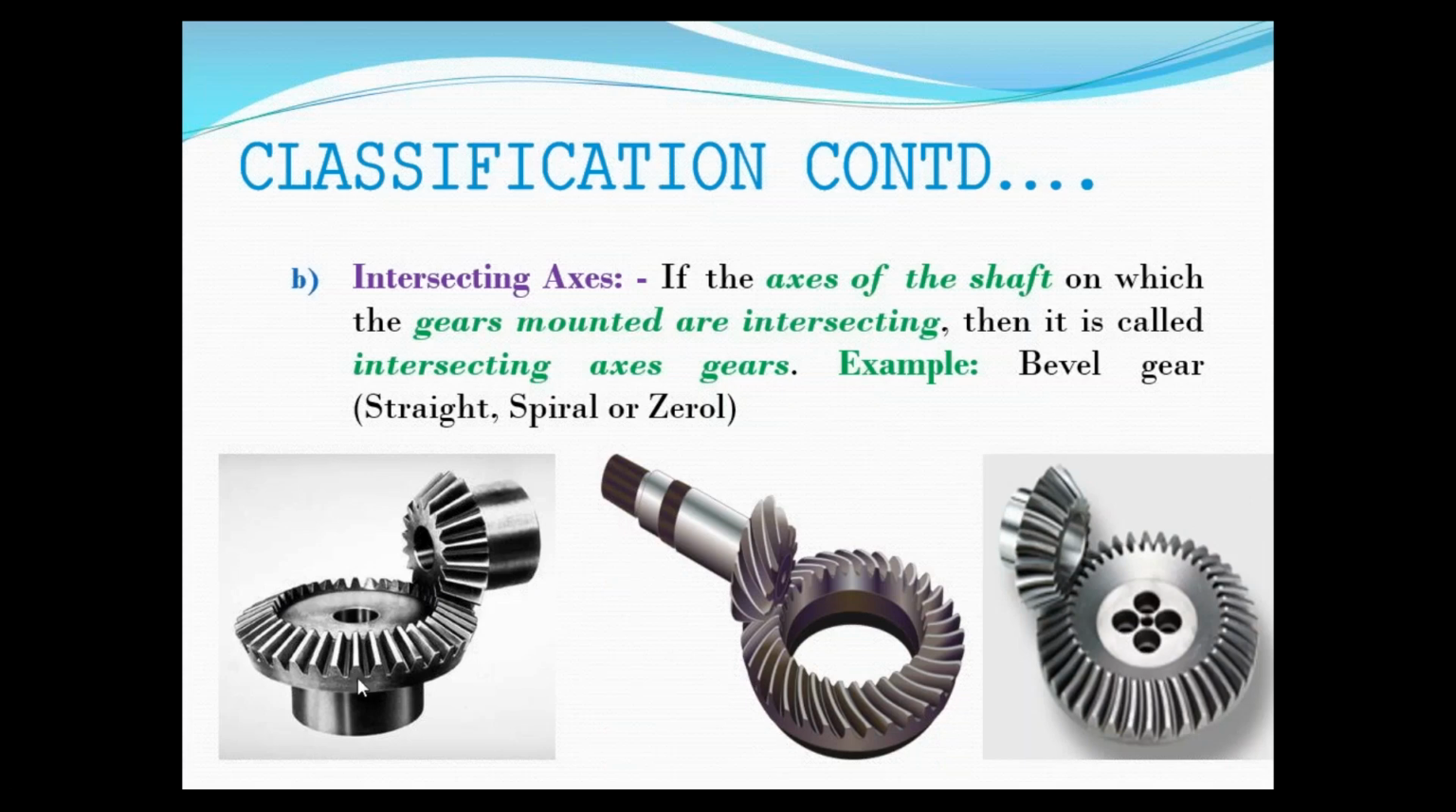You can observe for this gear, the axis is perpendicular, whereas for this gear it is horizontal. Both are intersecting. This is intersecting axis type of gear.